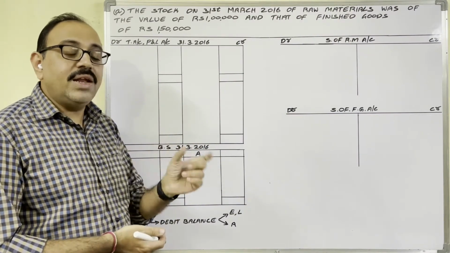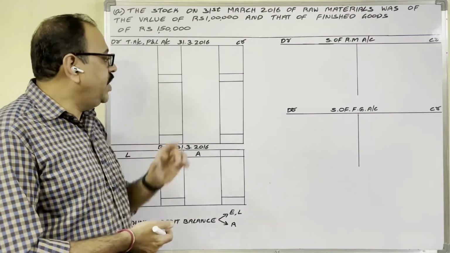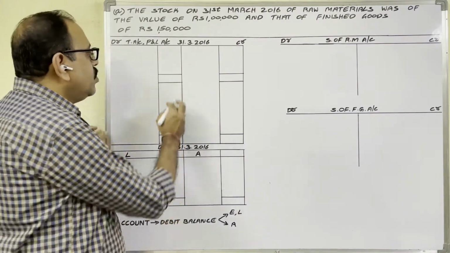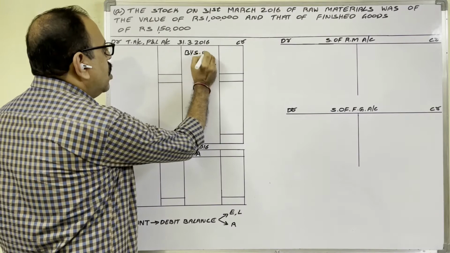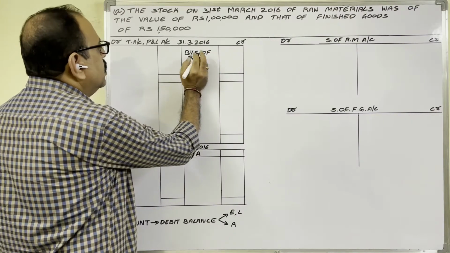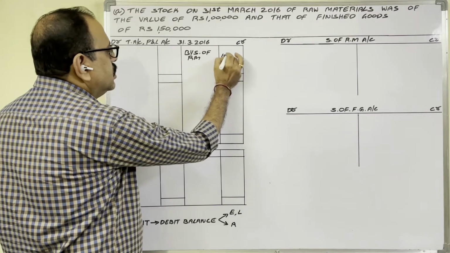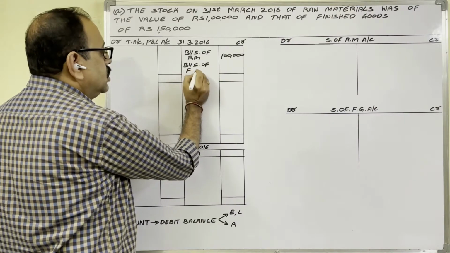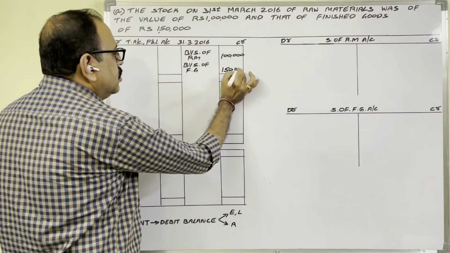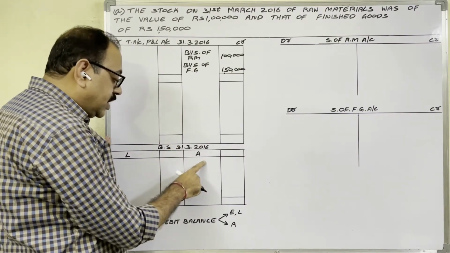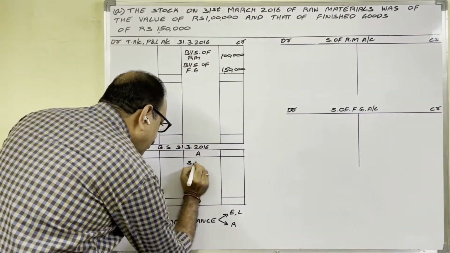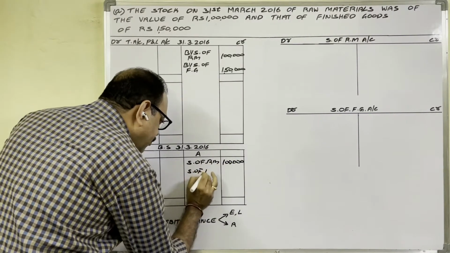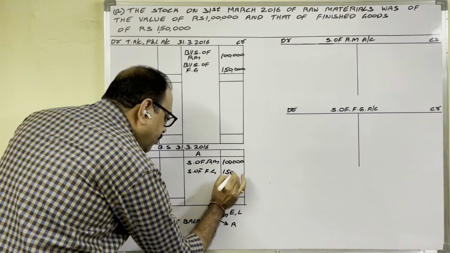So the raw materials and finished goods closing values have to be shown on the credit side of the trading account and on the asset side of the balance sheet. Trading account credit side: by stock of raw materials, amount is 1 lakh rupees. Next, by stock of finished goods 1,50,000 rupees. Second time, in the balance sheet asset side also these two values appear. Stock of raw material 1 lakh rupees. Stock of finished goods 1,50,000 rupees.